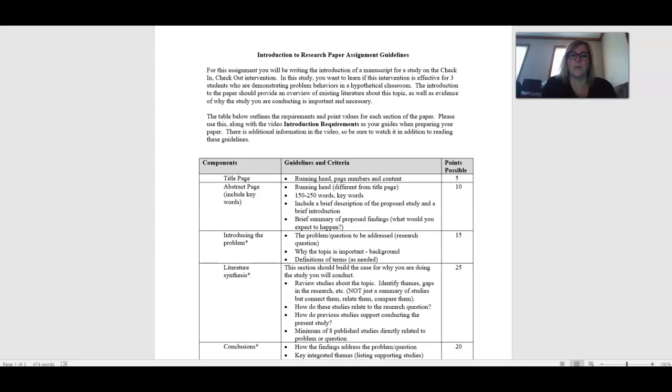So you can decide what type of classroom it is and what type of students you're going to be working with and what the problem behaviors or the target behaviors are, but you'll be using that check-in, check-out intervention to see if we can see improvement in student performance. So you're going to be setting this up as a research paper in APA format with the pieces of that paper.